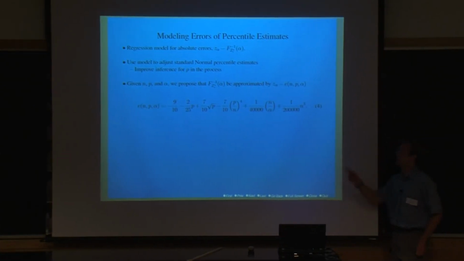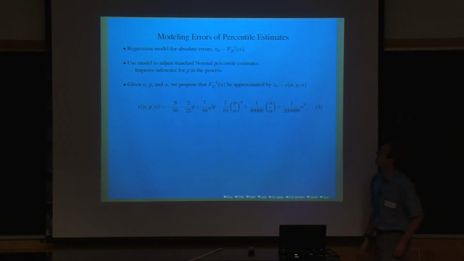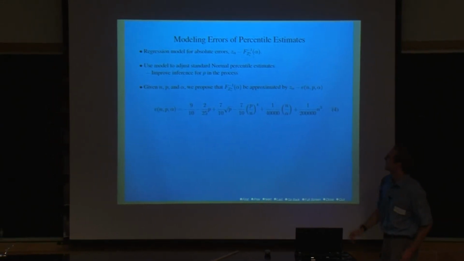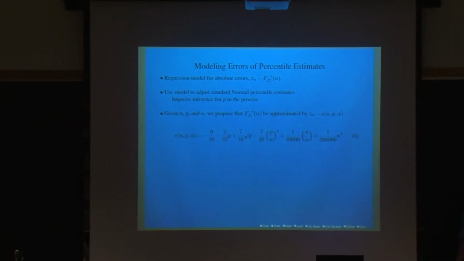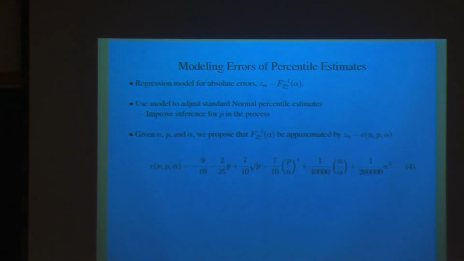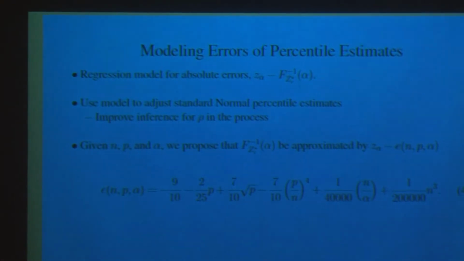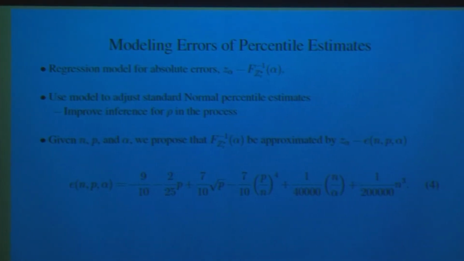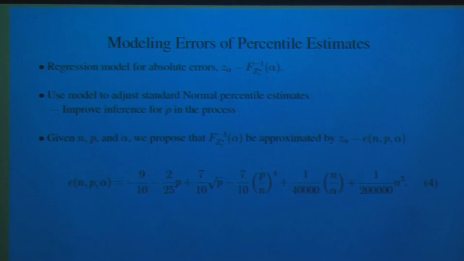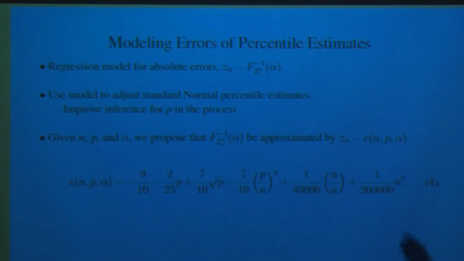A regression model for absolute errors, defined up there. Given N, P, and alpha, we propose that the true percentiles, which we obtain through simulation because we don't actually have the distribution, be approximated by standard normal percentiles minus an error function, which is given in equation 4.